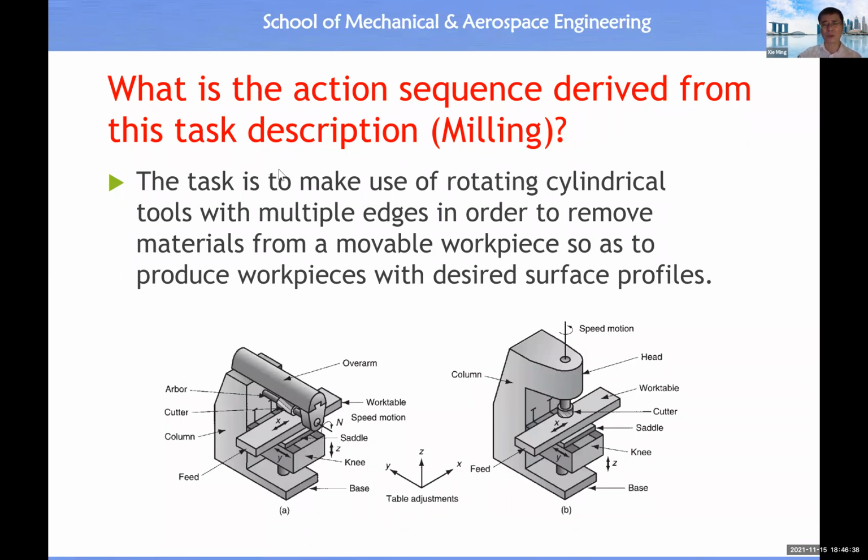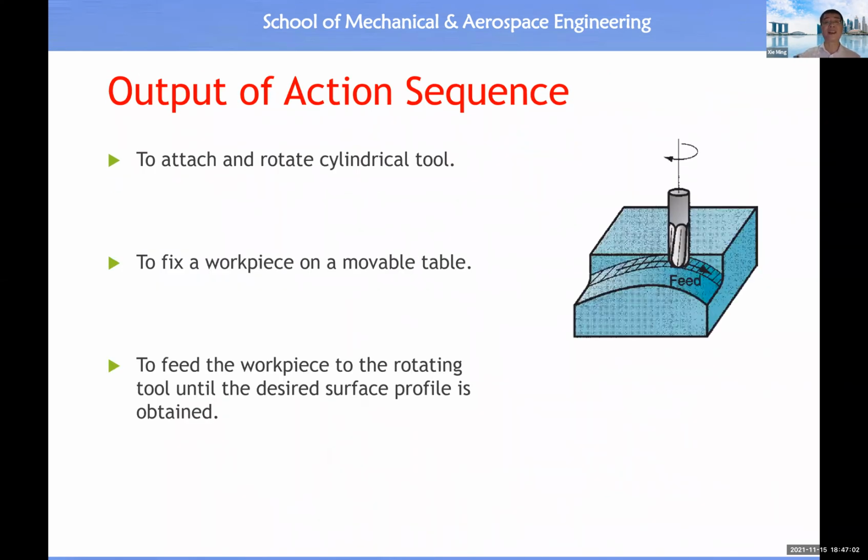So the task description will be as follows. The task is to make use of a rotating cylindrical tool with multiple edges in order to remove material from a movable workpiece so as to produce a workpiece with the desired surface profile. So this is a description of a task. Then we need to identify what should be a possible version of action sequence.